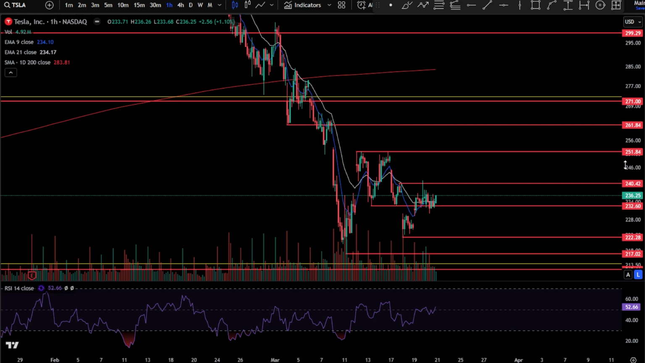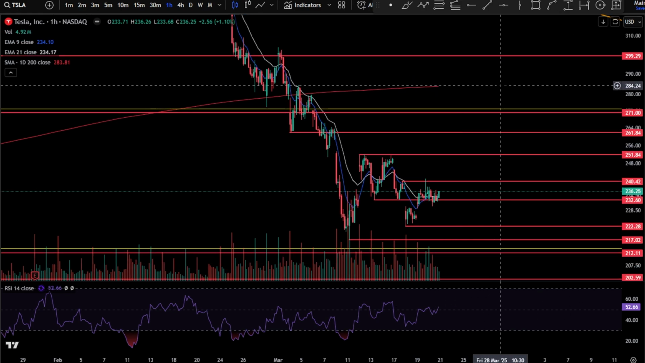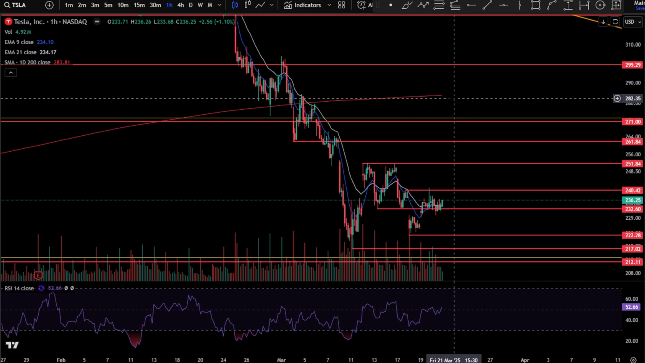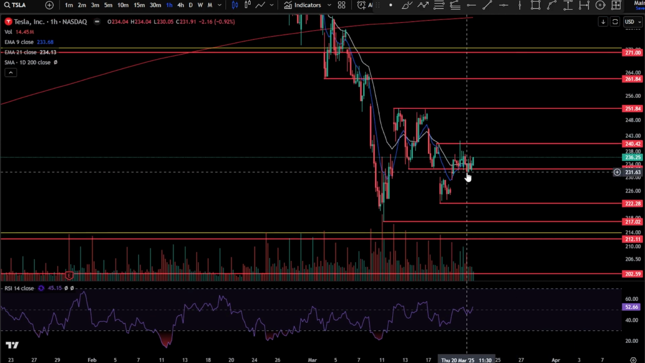Above there, 251.84 remains our key level. If you break above there, you probably start a clean move up to 271, and then you're going to have the 200 sitting up here, so you're probably going to test 285. On the downside, though, you keep finding buyers off this level.